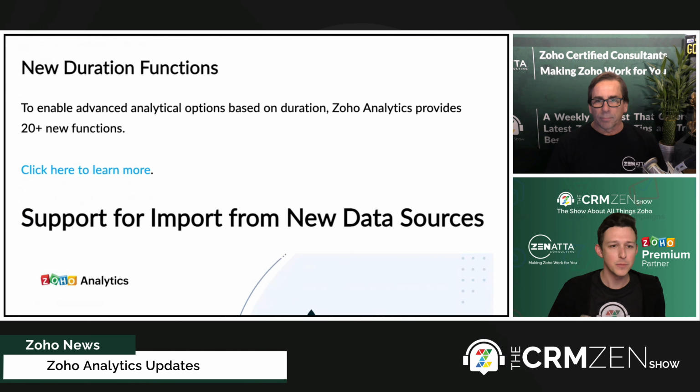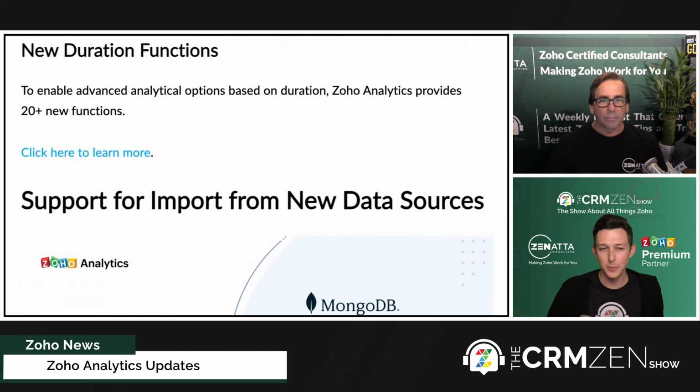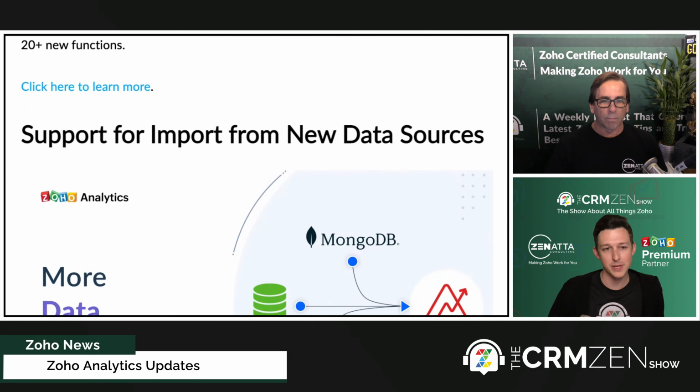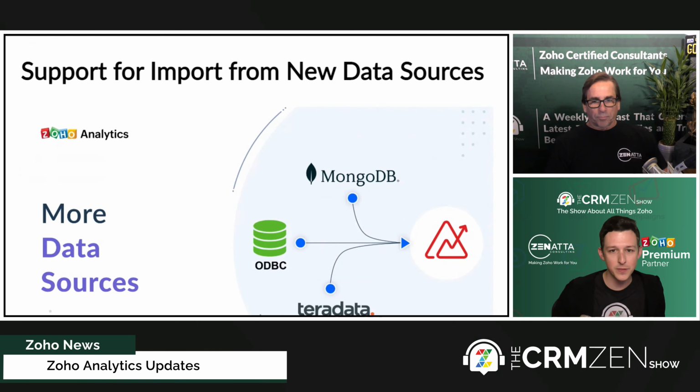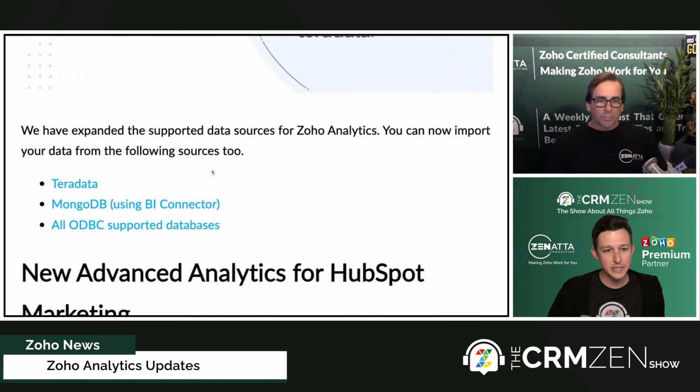And then they're adding some custom functions as well that are going to reference that same duration value. So again, you could do that before, but it makes it a lot easier for a normal user who might not want to jump into the formula columns to do that same thing. So I think a huge win there. So then a couple new data sources being added as well: MongoDB, Teradata, and then all ODBC supported databases. Big one. So again, the more the merrier, right?